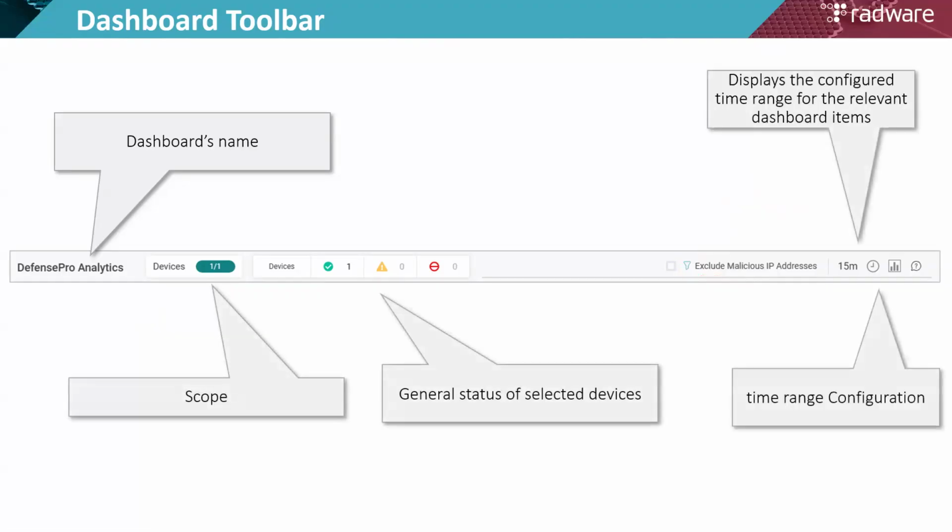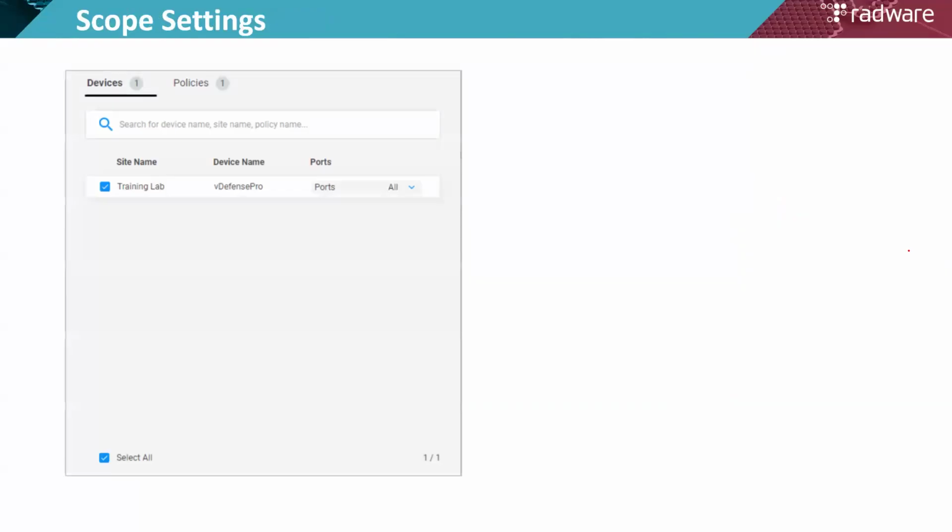You can select the filter as well. So these are the filters. By default, it shows the last 15 minutes, but you can change the filter to 30 minutes, 1 hour, etc. This is the scope settings. If you select the devices, you will be able to see which Defense Pro platform you're selecting at the moment, and information only related to that Defense Pro will show. Otherwise, you also have policies, so only the data related to that policy will show up on the dashboard. You can select either one of them.